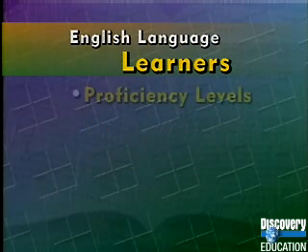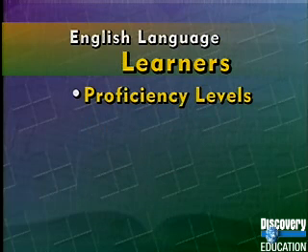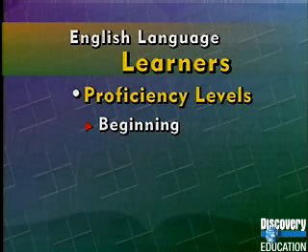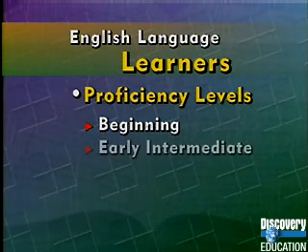Let's look at the English language learner proficiency levels. First, we have the beginning level. At this stage, the student is at the receptive or listening stage. They don't speak much, or they can say one or two words. Then we come to the early intermediate.